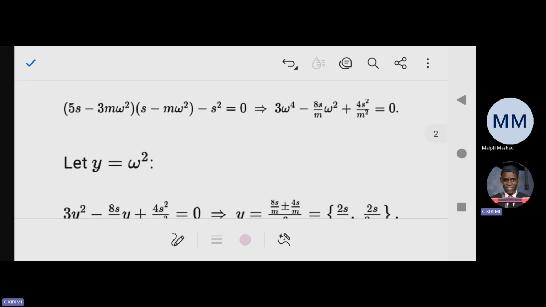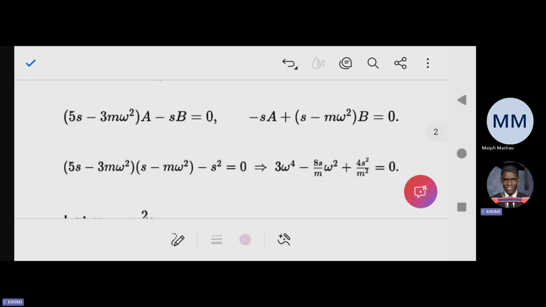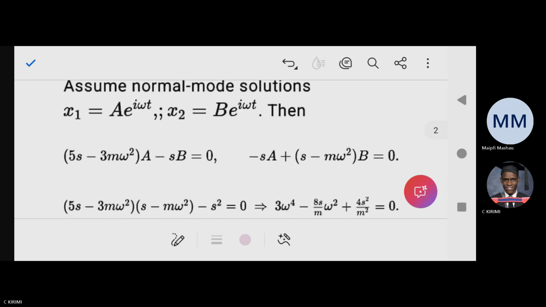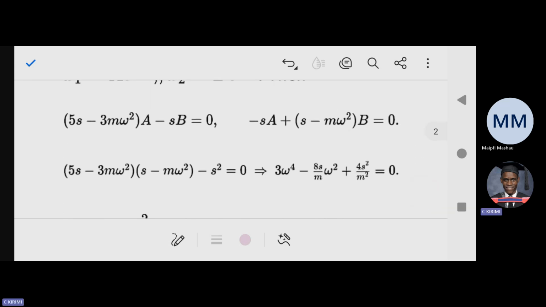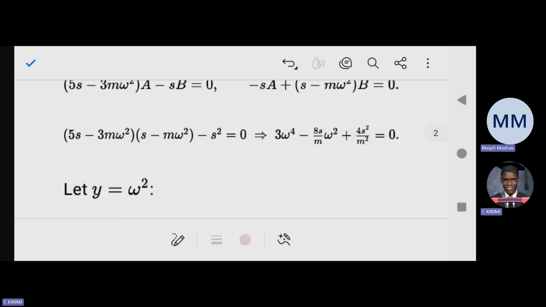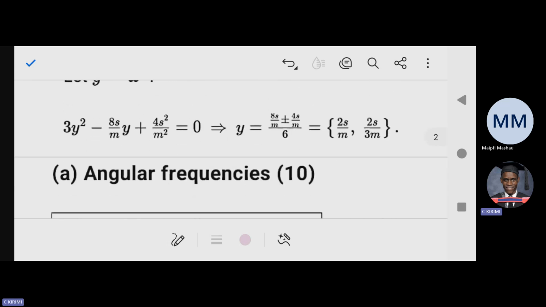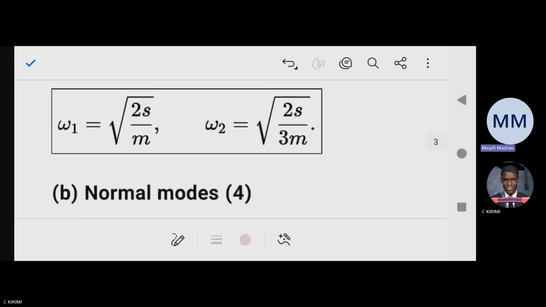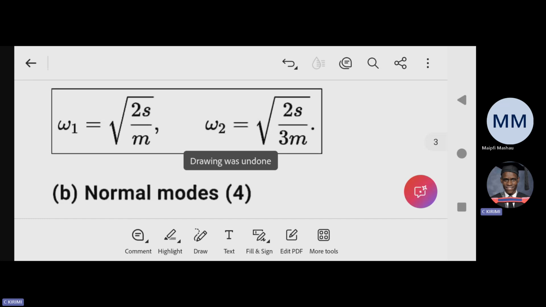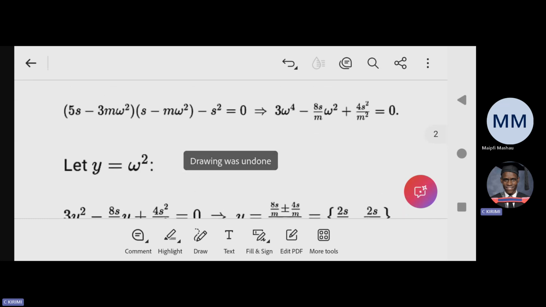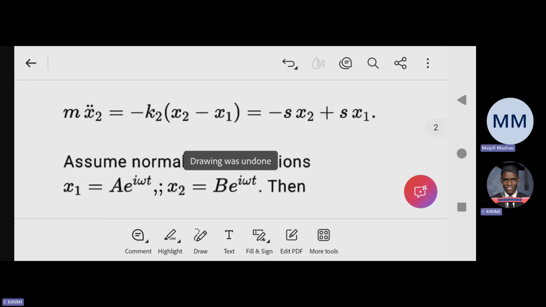So letting y equal omega squared. The reason why we are going to end up with that, you still remember that quadratic equation when you're having omega 1, omega 2? Do you still remember that time when you used to solve for omega, when you're using the quadratic formula? There's something that I don't understand there.